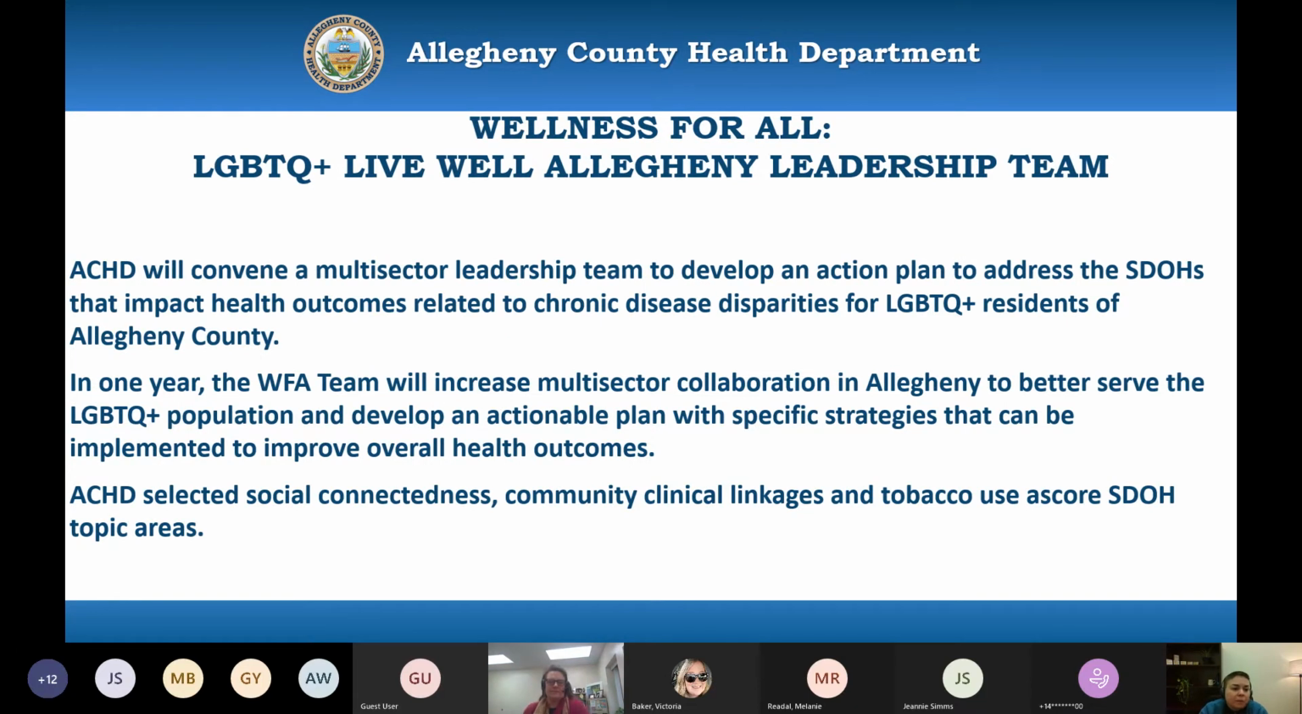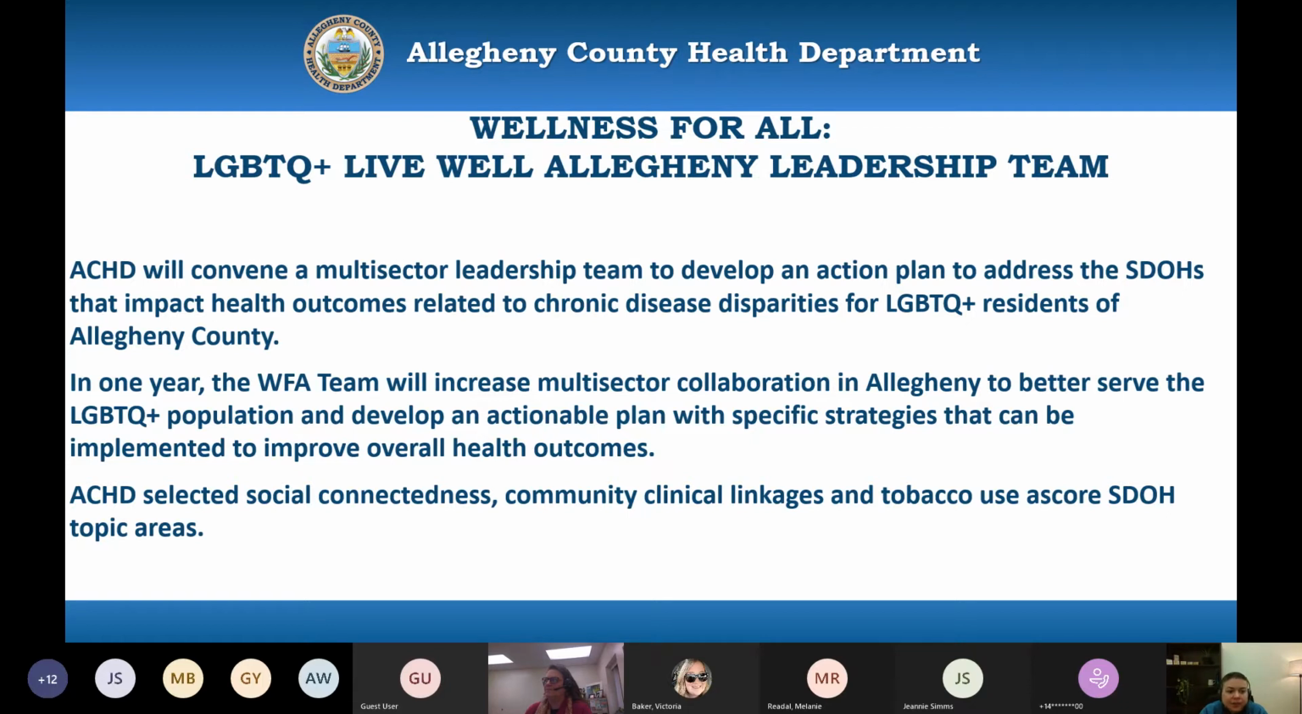So what the health department will do over the next year is put together this team to develop an action plan that will address social determinants of health related to health outcomes related to chronic disease disparities for residents in Allegheny County.